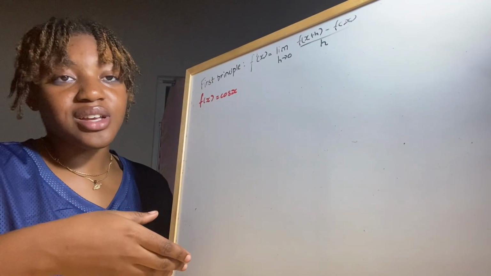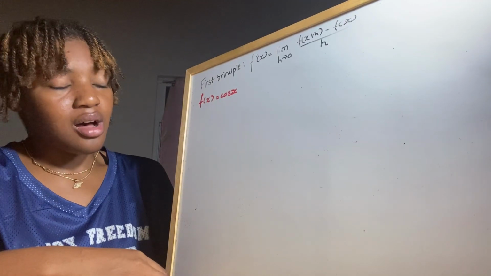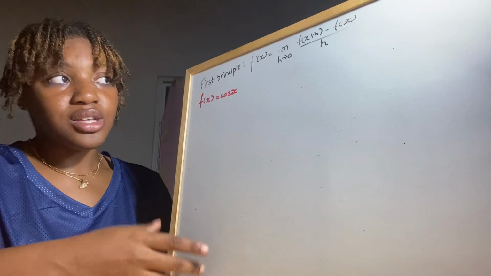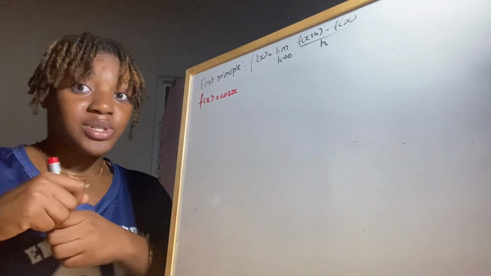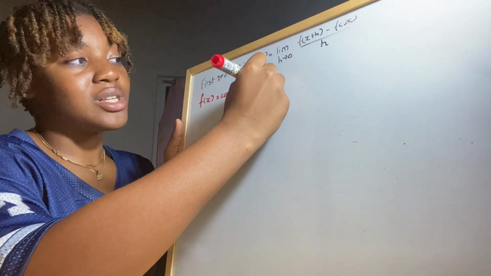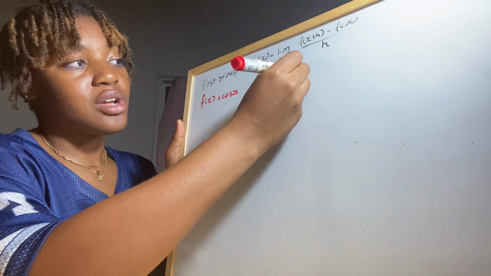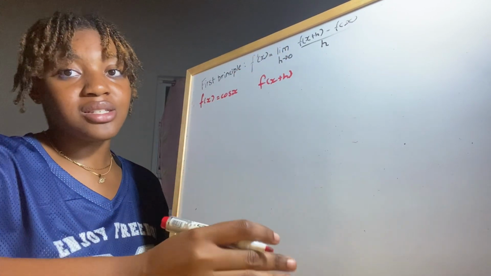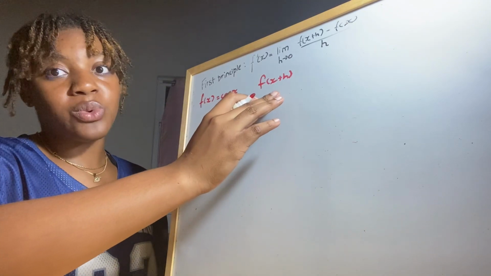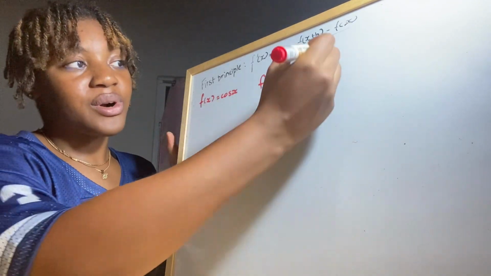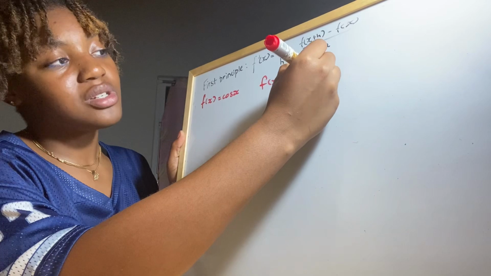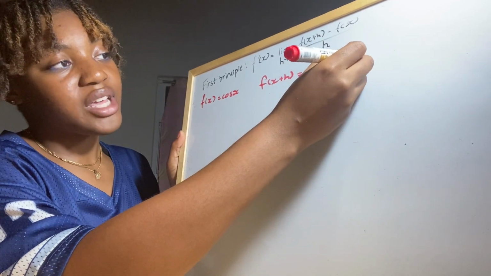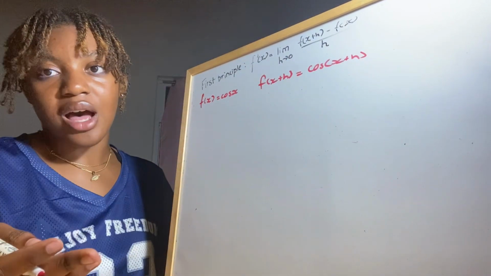So here's our next question. We want to differentiate f of x equals cos x using the first principle. So as we discussed before, we'll have to identify what is f of x plus h. Wherever we see x in f of x, we replace it with x plus h. So therefore, f of x plus h would be equal to cos(x plus h). You put it in brackets since it's an angle.